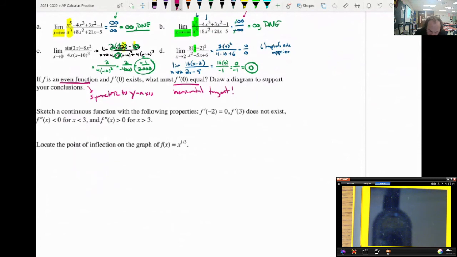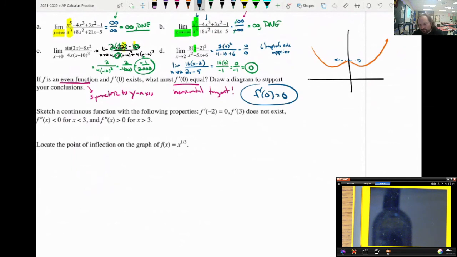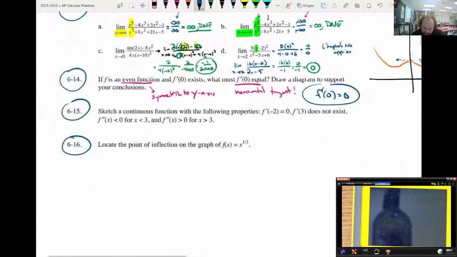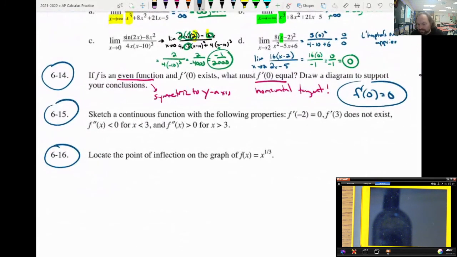Because if you think about this, if you try to draw an example of this, any graph that's symmetric to the y-axis has to level off right there so it can be reflected over here. So you've got to have a horizontal tangent no matter what, right there. So f prime of 0 must equal 0 in any even function. It's kind of a cool observation. Not a very important problem, but hey, an observation nonetheless.